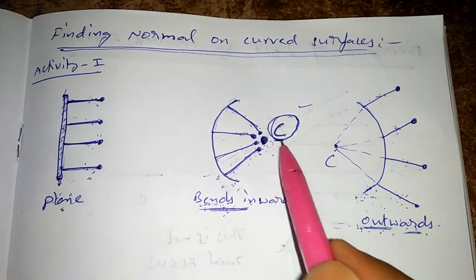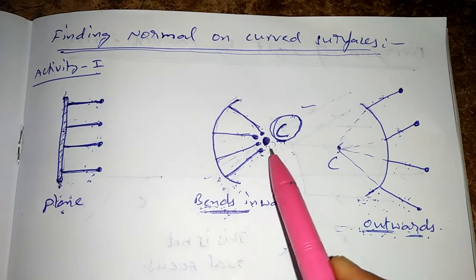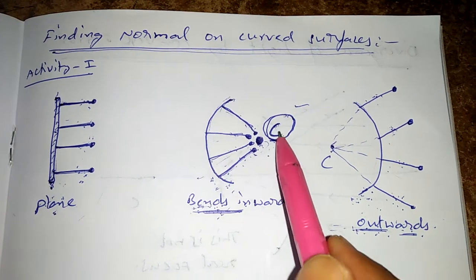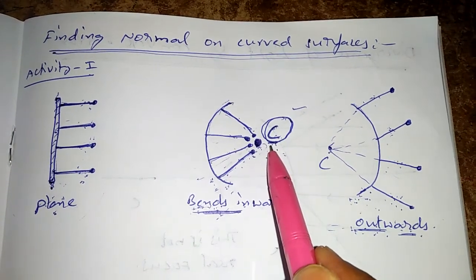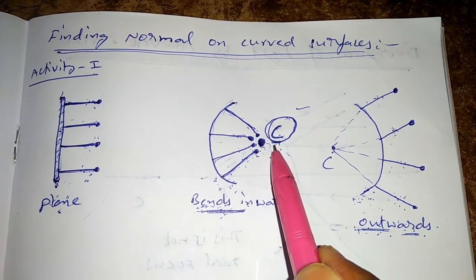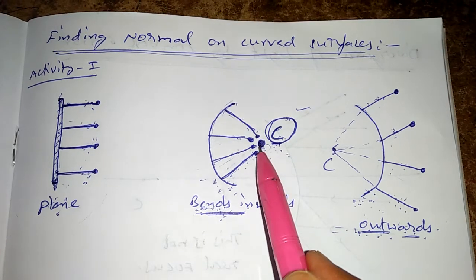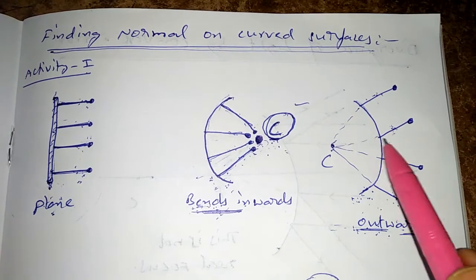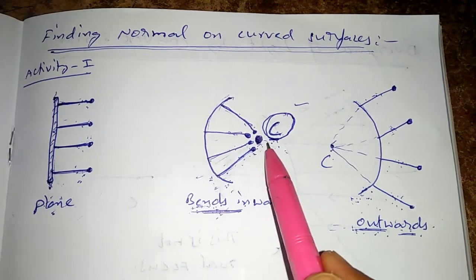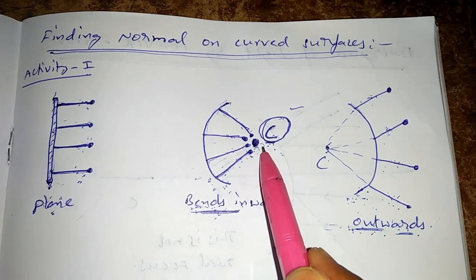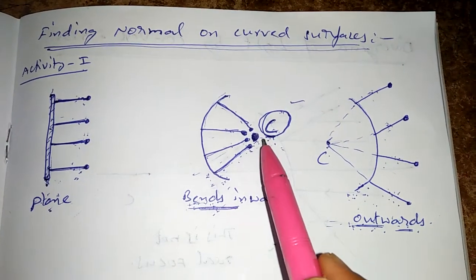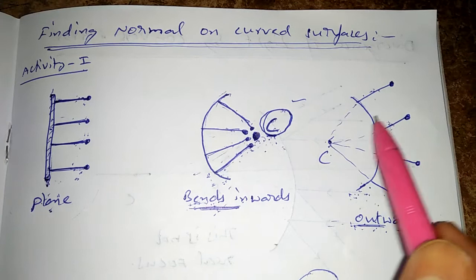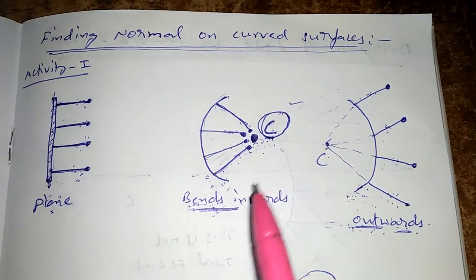Okay, so here we can define this point. This point is called the center of curvature. It is denoted by the letter C. What is meant by center of curvature? Center of curvature means the point at which all the normals tend to meet. That point is called the center of curvature.